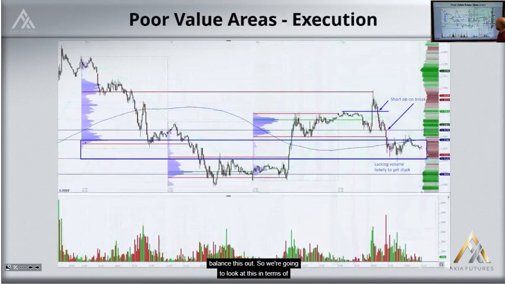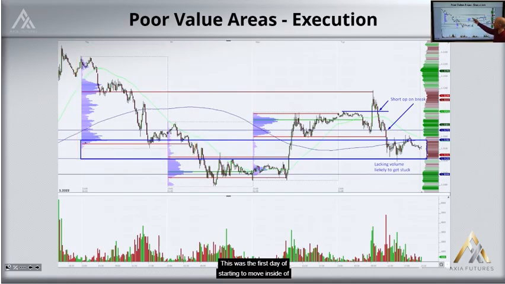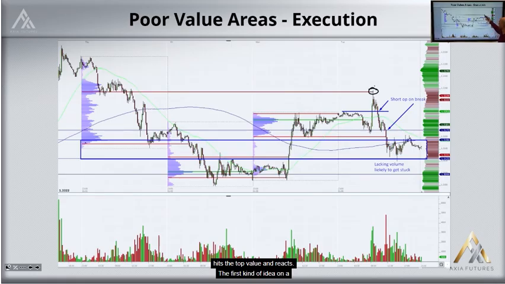So if we go and look at this in terms of actual execution, this is what happens. You've got the value area is the red just in here. This was the first day of starting to move inside of value, and then you get the breakout move. Fast breakout, hits the top of value and reacts. The first kind of idea on a trade like this is you sell it at the top of value, straight the way back to clear previous reference points, resistance, resistance, resistance.